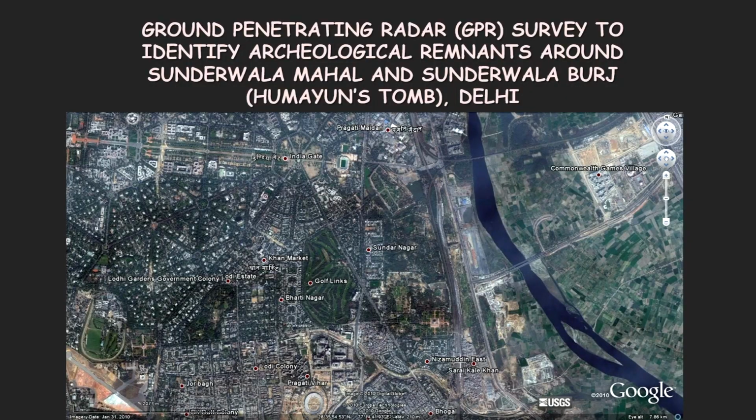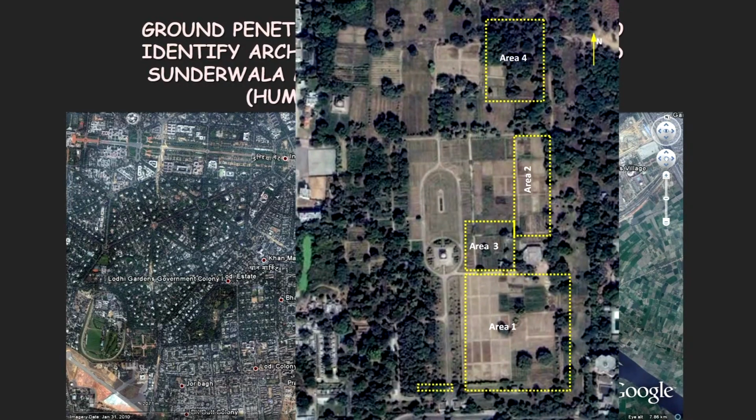Then another exercise we did was at the archaeological site of Humayun's Tomb, Delhi, which is close to the Nizamuddin railway station. The information we got, and what they wanted us to do, is this: this is the monumental structure here in the center, and at a particular location they earlier had an enclosure wall, like a boundary wall, but now there is no signature on the surface. So that was another aim which they asked us to achieve.